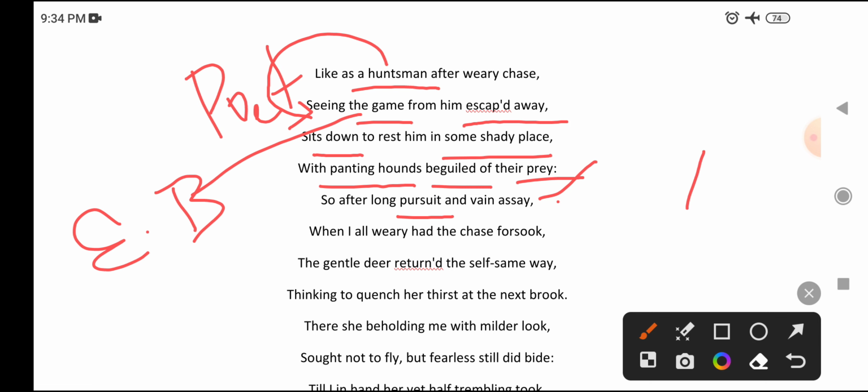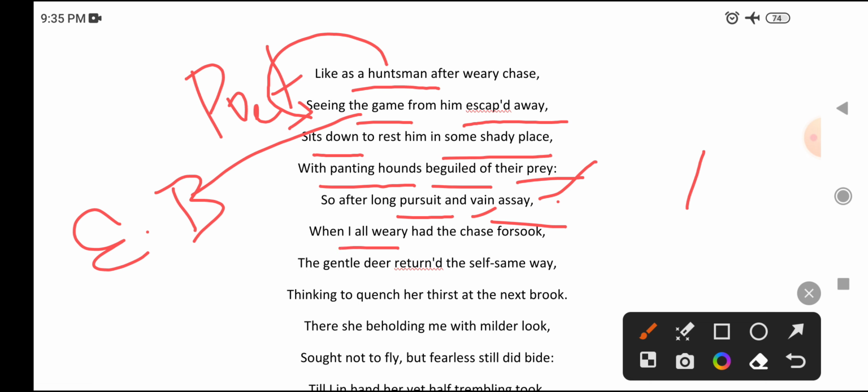So he says, "After long pursuit and vain essay, when I all weary had the chase forsook." Vain means useless, useless trying. He was chasing the prey, he forsook it. So if we talk about huntsman and prey, the huntsman was following its prey, and he forsook it. And here the poet was following Elizabeth Boyle, trying to court her, and then he forsook her.